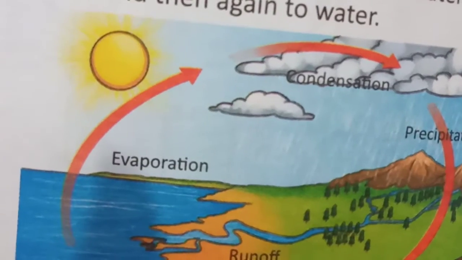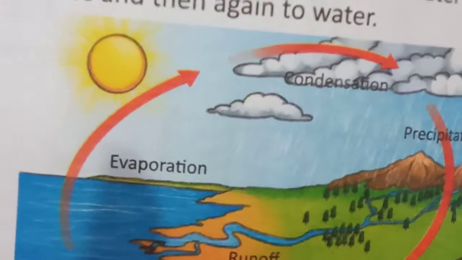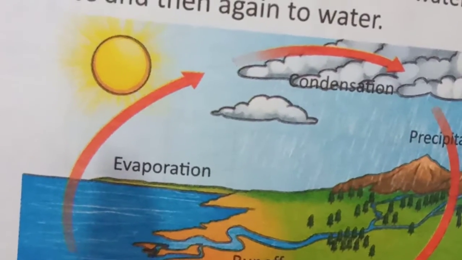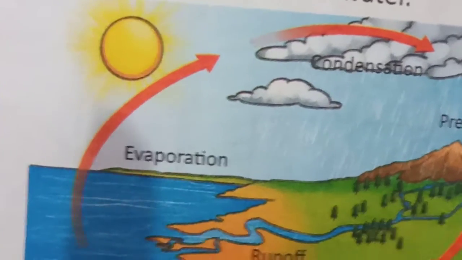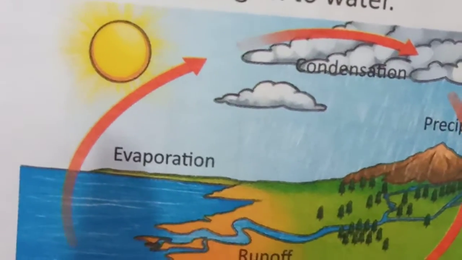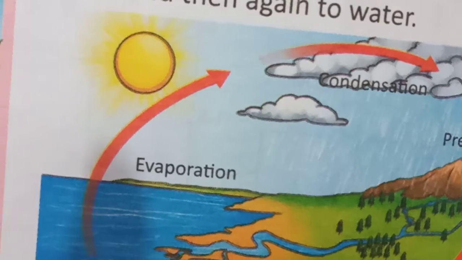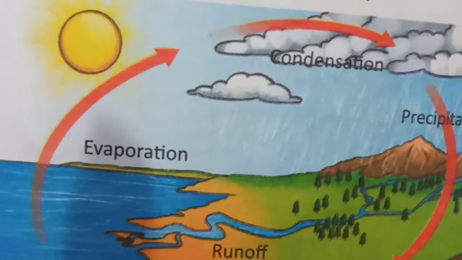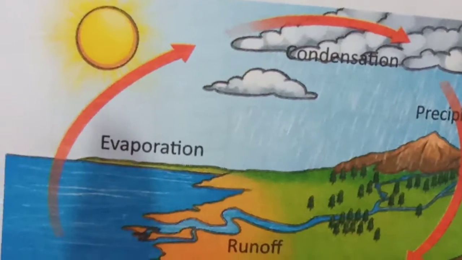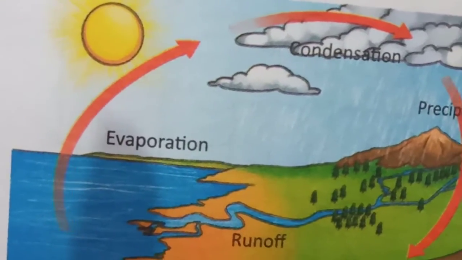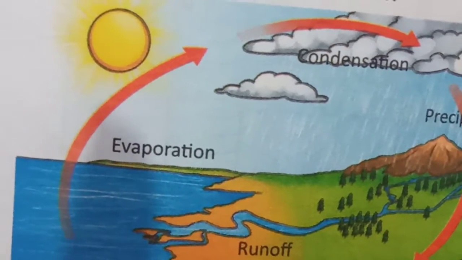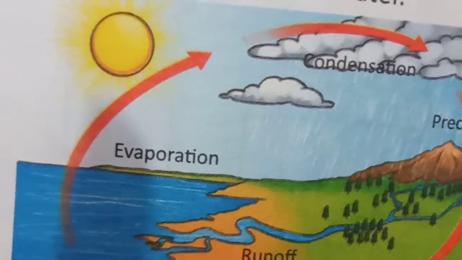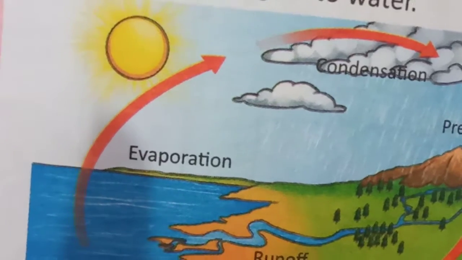When water particles in the sky get too heavy to remain in the air, the water falls from the sky in the form of rain, snow, hail or sleet as precipitation. This water again collects in rivers, lakes and oceans and evaporates into the atmosphere, and the cycle continues. This is called the water cycle.